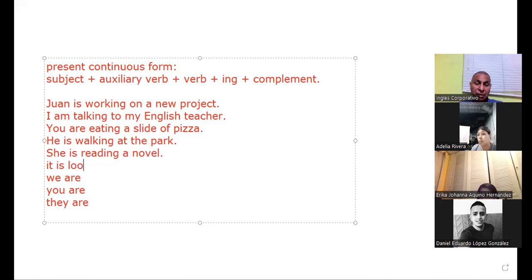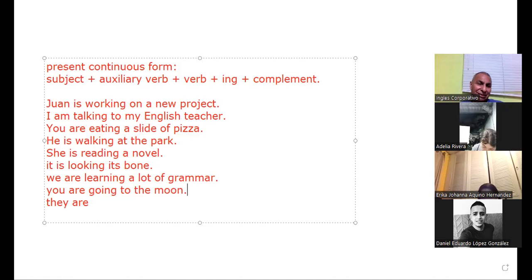It is looking its bone. We are learning a lot of grammar. You are going to the moon. You're going to the moon, yes. Un Salvadorian guy is going to the moon. So they are talking about our wedding. We're talking about our wedding.